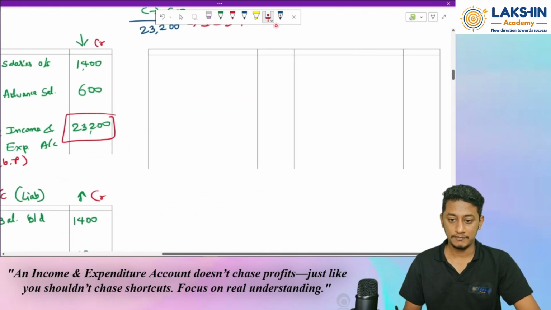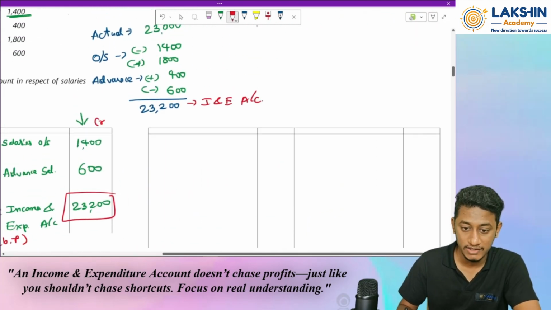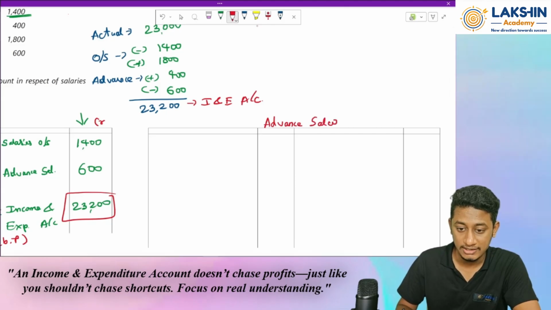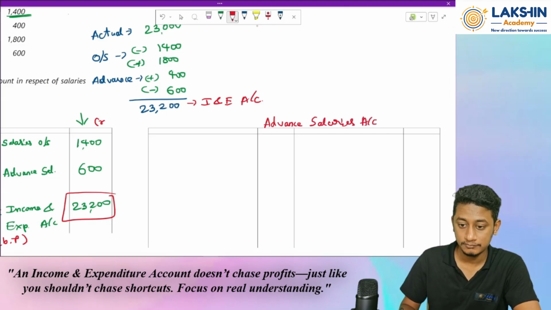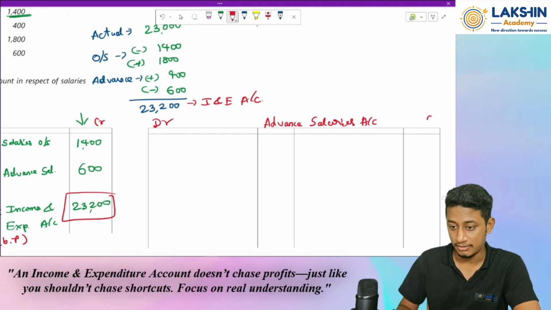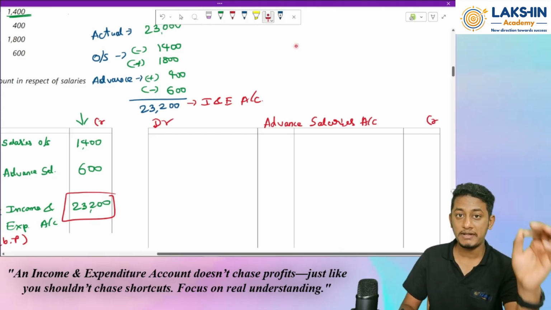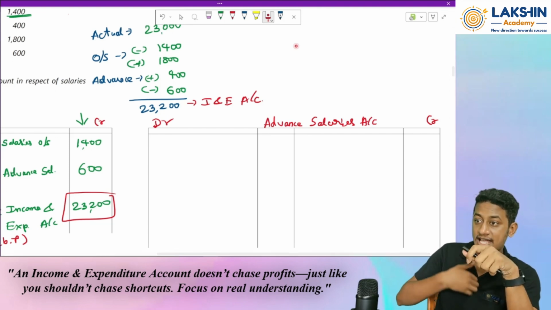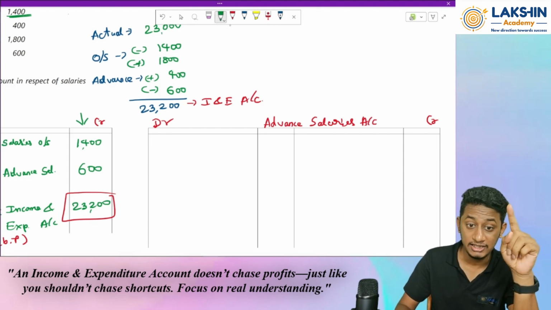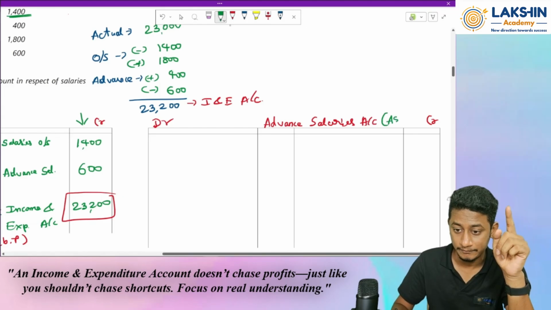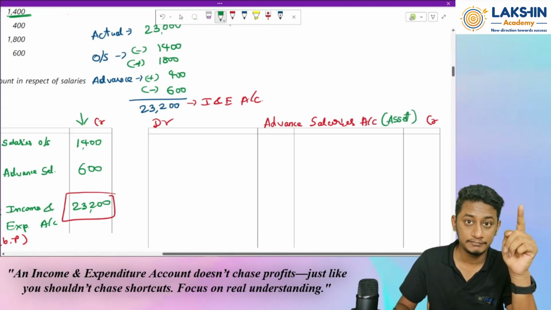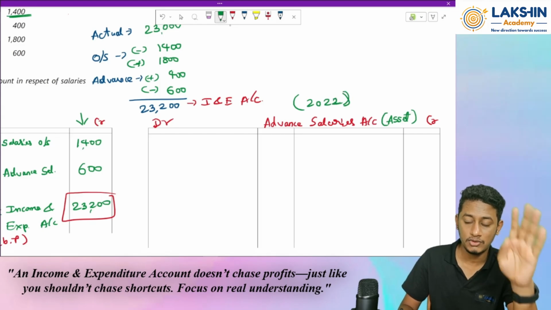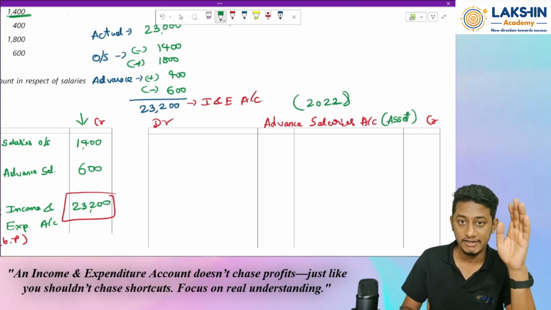Then next, we have salaries outstanding account. So we have advance salary. Advance salaries account. Debits, credit. Now tell me, whatever advance salaries account we have, what is the nature of this? Whenever I am paying a salary in advance, it is an asset to me. This is for the current year 2022 that I am preparing it.